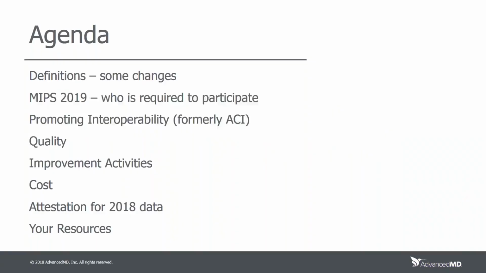Thank you. All right, this is what we're going to cover today. We're going to talk first about some definitions. CMS had some changes mid-year, so some of the terminology that they have been using might be a little confusing, so we're going to clear that up, hopefully at the beginning here. Then we're going to talk about who is required to participate in MIPS for 2019. Then we're going to go into each of the different categories and talk about the changes. The biggest change in the categories this year is promoting interoperability, which is formerly ACI, but we'll also talk about changes in quality, improvement activities, and cost.